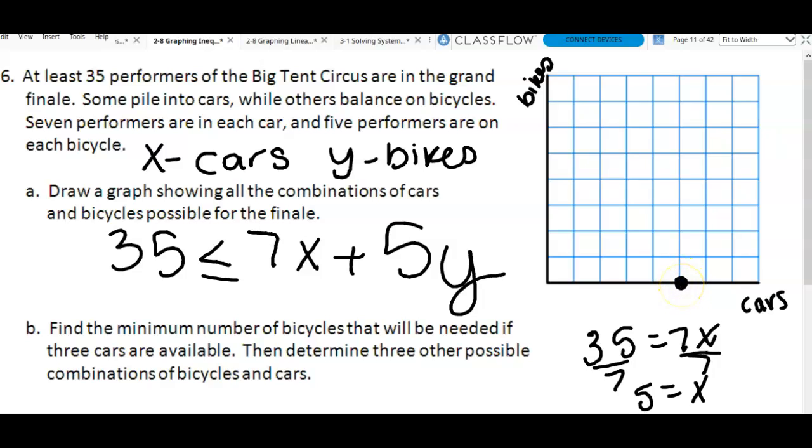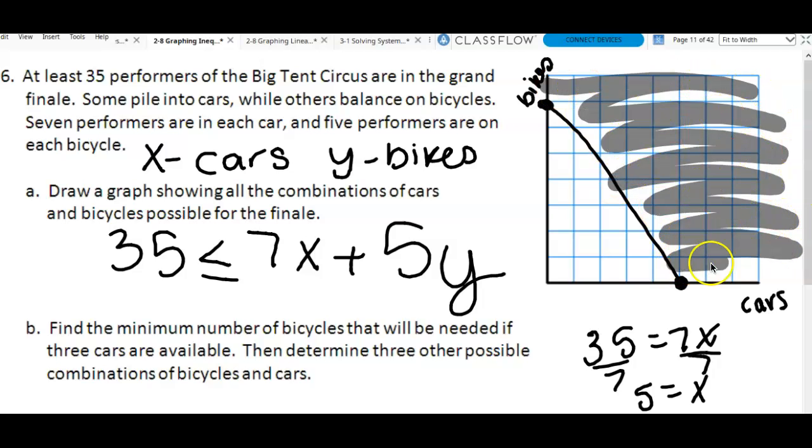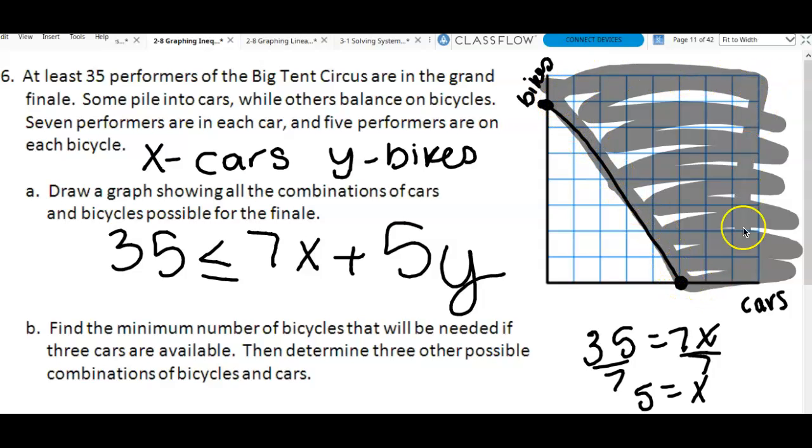If I have all bikes and no cars, it would be 7. We plug in 0 for X, and 35 divided by 5 is 7. Am I going to have more or less? So where's my shading gonna go? Excellent.